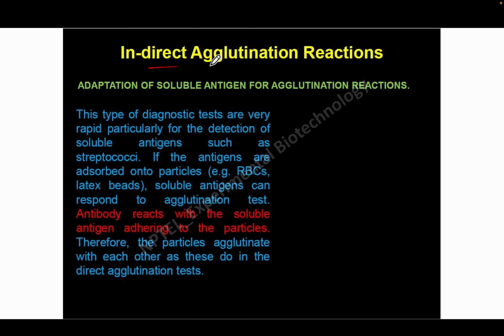Now those are the direct agglutination. Now we'll discuss indirect agglutination methods: adaptation of soluble antigen for agglutination reaction. This type of diagnostic test is very rapid, particularly for the detection of soluble antigens such as streptococci. If the antigens are absorbed onto particles, for example RBCs or latex beads, soluble antigens can respond to agglutination test. Antibody reacts with the soluble antigen adhering to the particles. Therefore, the particles agglutinate with each other as they do in the direct agglutination test.